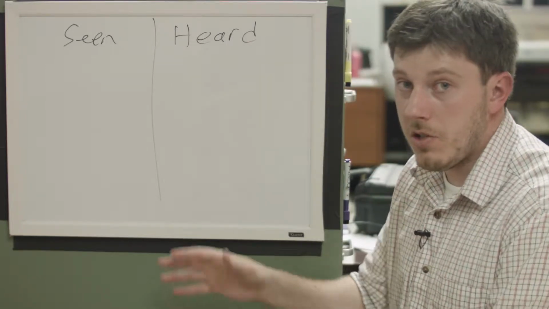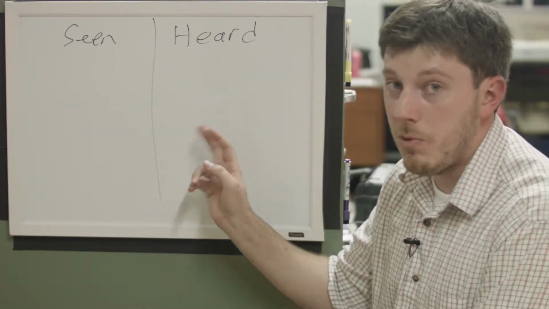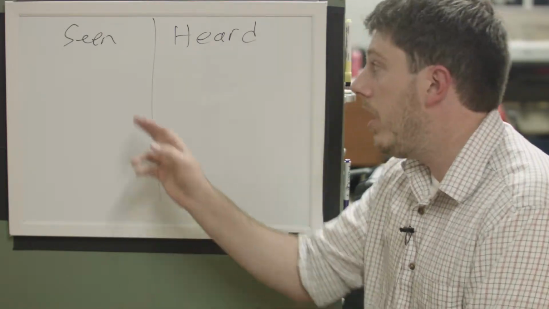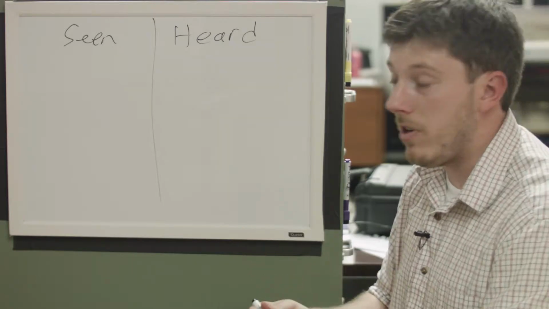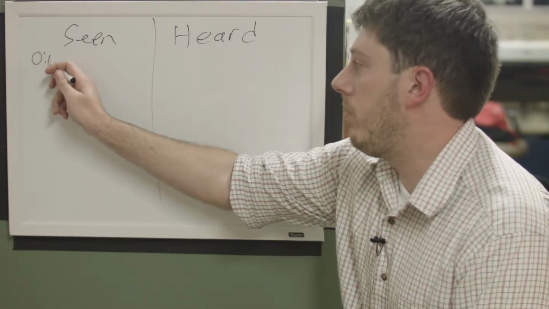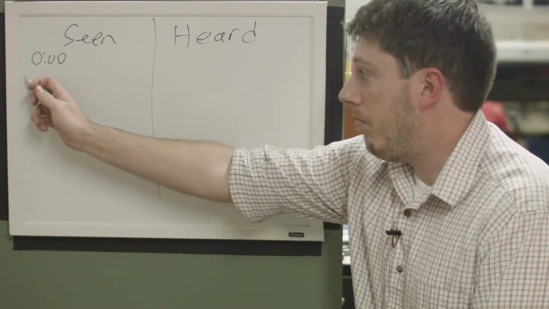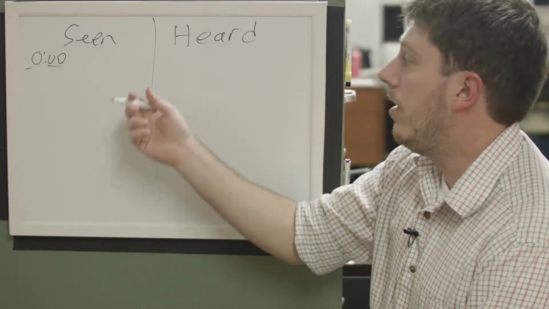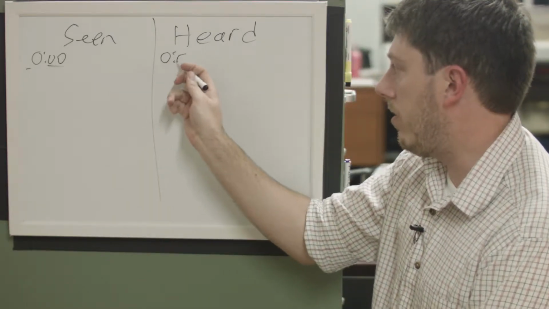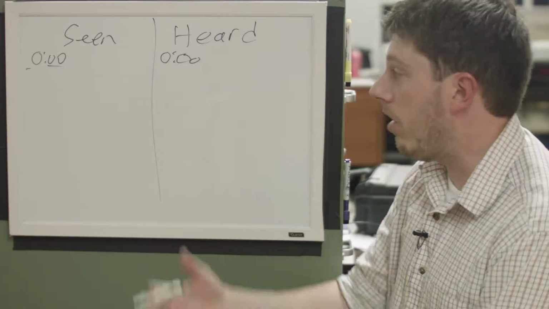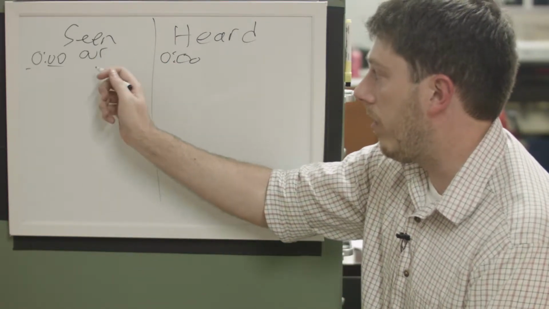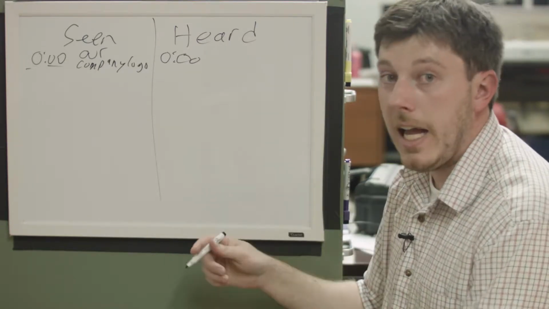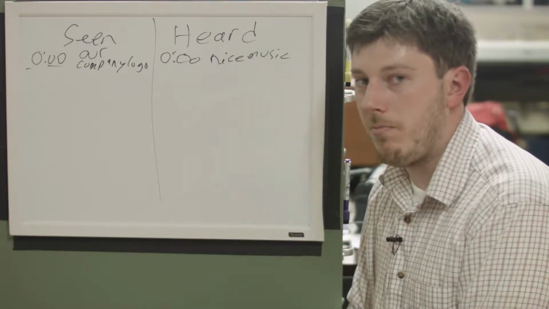So you can just open up a Word doc, or even an Excel spreadsheet if you really wanted to, and make 2 columns, one for seen and one for heard. Then you just start at the very beginning. Write 0, 0, 0, because that's minutes and seconds. What's being seen? 0, 0, 0. What's being heard? The first thing you see is our company logo, and what are we hearing? Nice music. Perfect. Awesome. Sounds great.